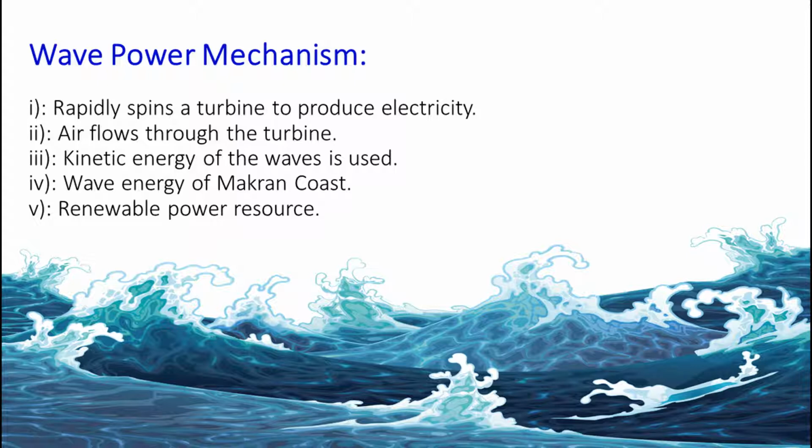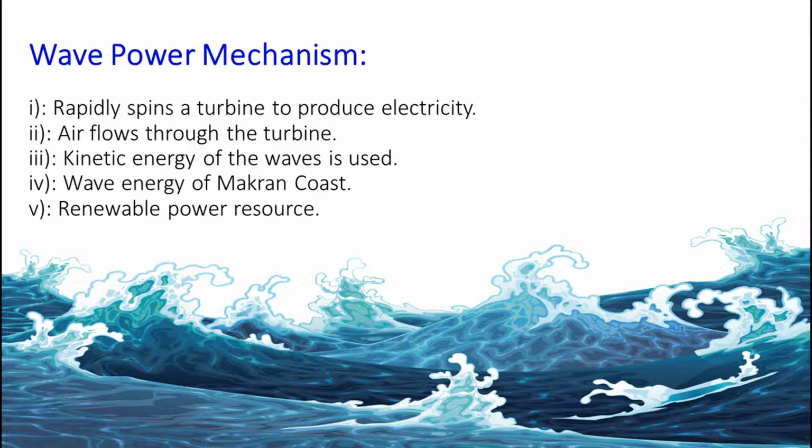3. Kinetic energy of the waves is used. In another system, kinetic energy of the waves is used to power a piston up and down inside a cylinder. Students, a piston is a type of cylinder or metal disc that is part of an engine. The piston moves the turbine to produce electricity.